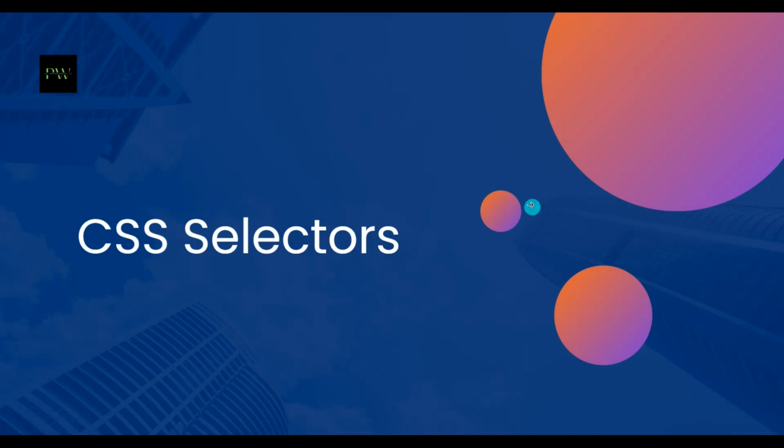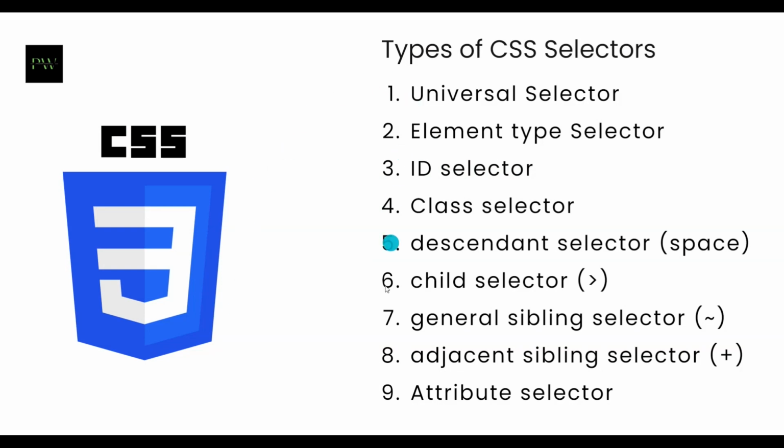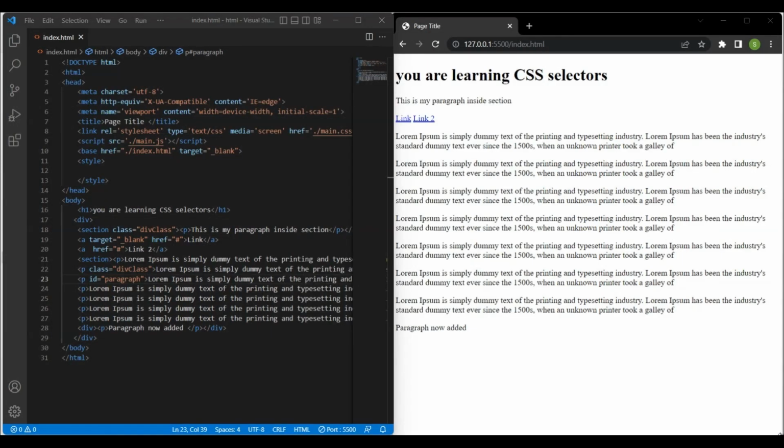Hello. So in this video, I'm going to cover CSS selectors. There are a total of 9 types of selectors. We will see each selector step by step with some examples. So let's dive in. I'm going to start with the universal selector.